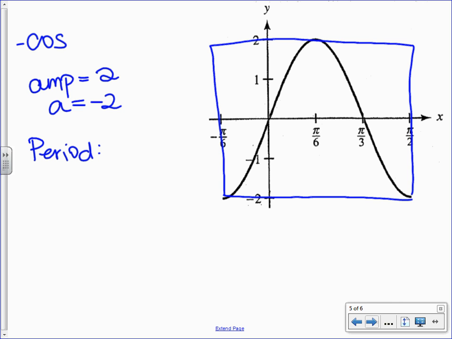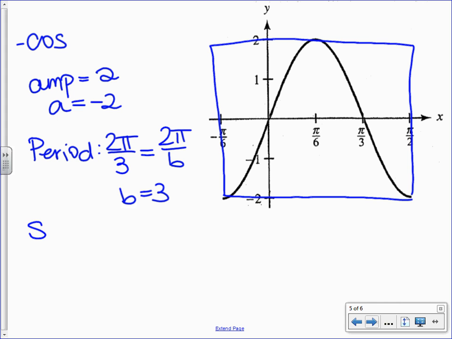Okay. From here to here, we have a distance of pi over 2. From here to here, we have a distance of pi over 6. So we need to add pi over 6 and pi over 2. What is pi over 6 plus pi over 2? 4 pi over 6. So 2 pi over 3. Are we all in agreement? So if our period is 2 pi over 3, that needs to equal 2 pi over b. What is b? 3. Okay.